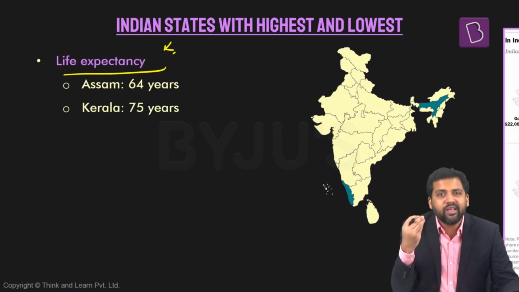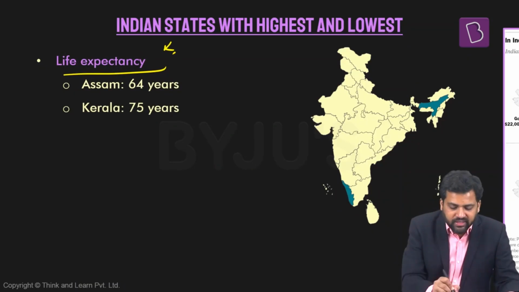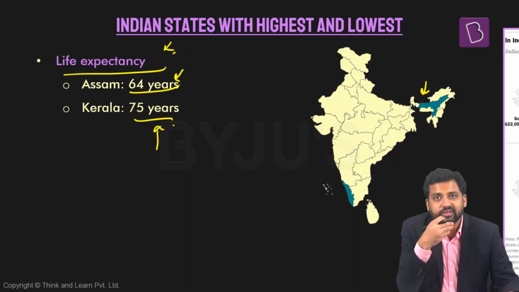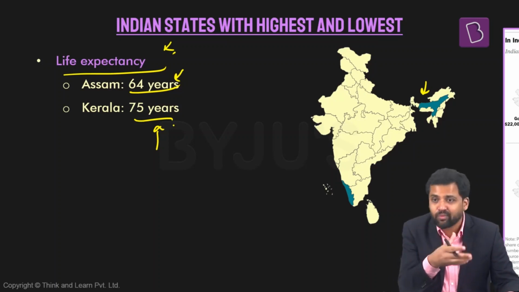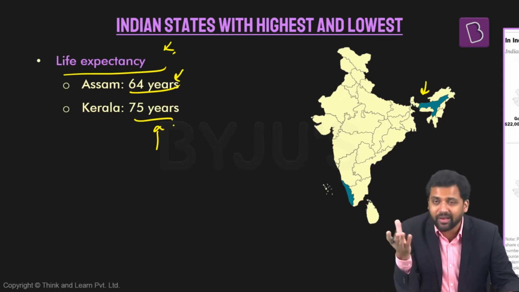Life expectancy: how many years, on average, an individual is expected to survive. In Assam, the life expectancy is 64 years. In Kerala, the life expectancy is 75 years. Huge difference, 11 years. A person in Assam is most likely going to survive 11 years less than a person in Kerala. Again, life expectancy depends on a host of factors: most likely the kind of health infrastructure, the kind of health services, and the kind of public health factors that you have.